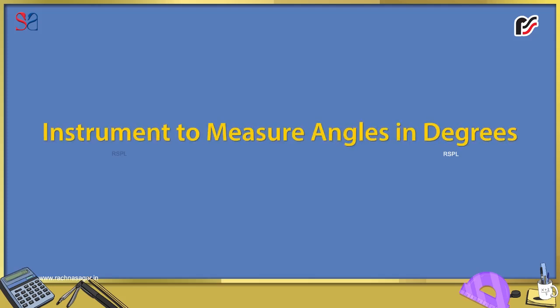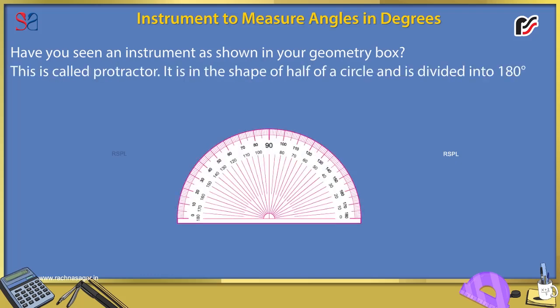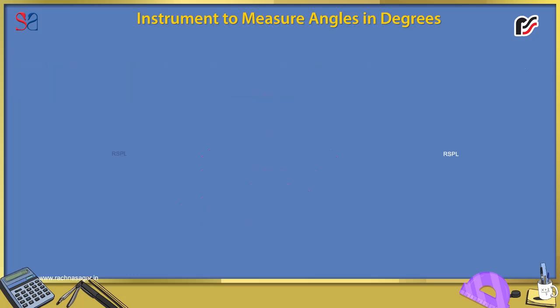Instrument to measure angles in degrees. Have you seen an instrument as shown in your geometry box? This is called a protractor. It is in the shape of half a circle and is divided into 180 equal parts, each of 1 degree. We have two types of protractor.